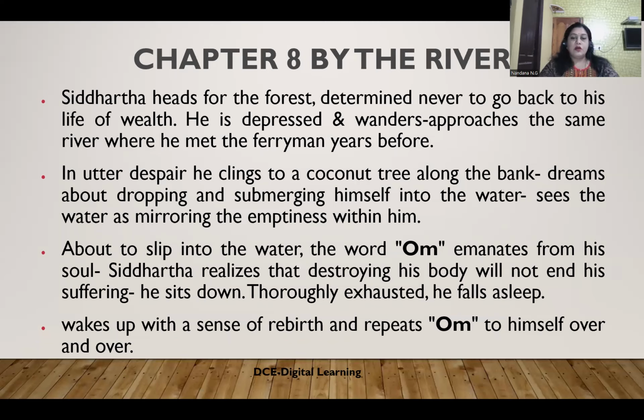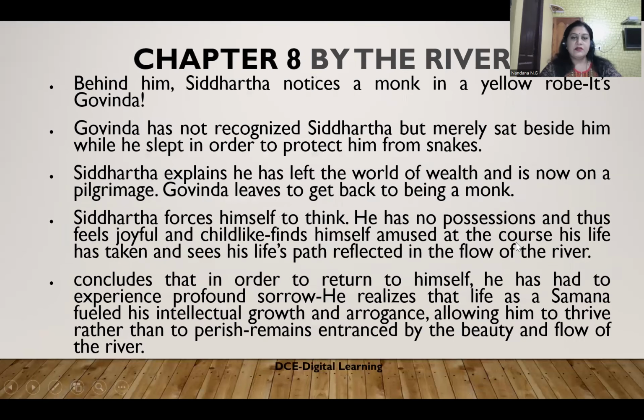About to slip into the water, the word Om emanates from his soul. Siddhartha realizes that destroying his body will not end his suffering. He sits down, thoroughly exhausted, he falls asleep. And when he wakes up, he has a sense of rebirth and he repeats Om to himself over and over again. Behind him, Siddhartha notices a monk in a yellow robe. It is none other than Govinda.